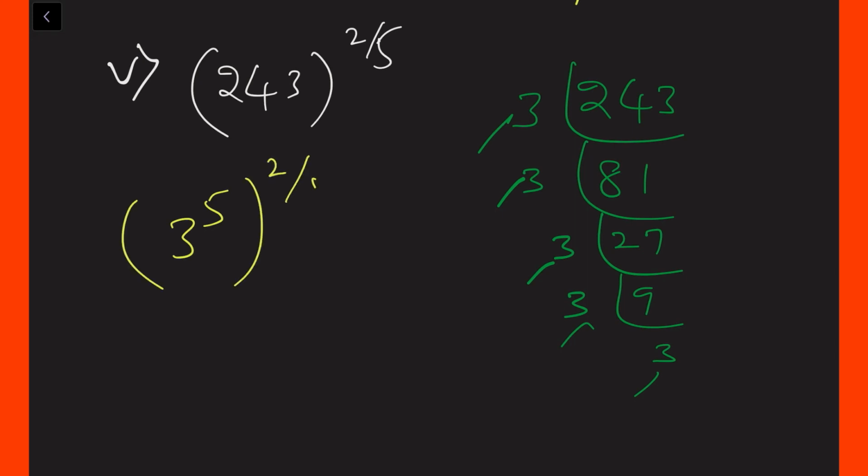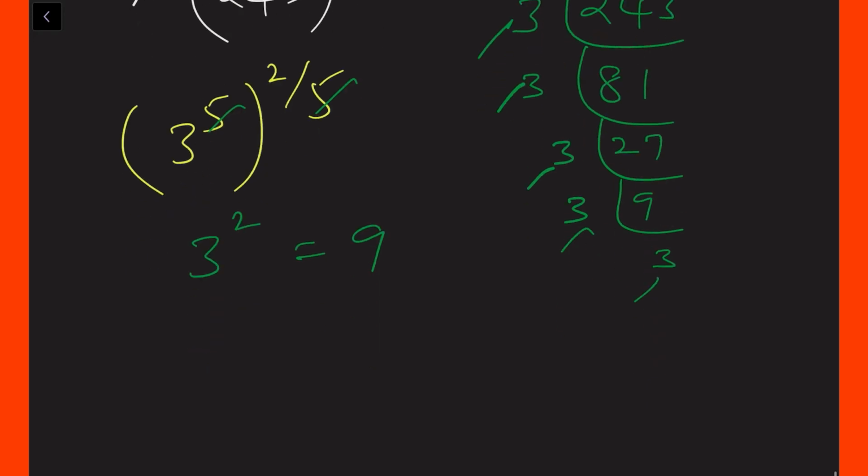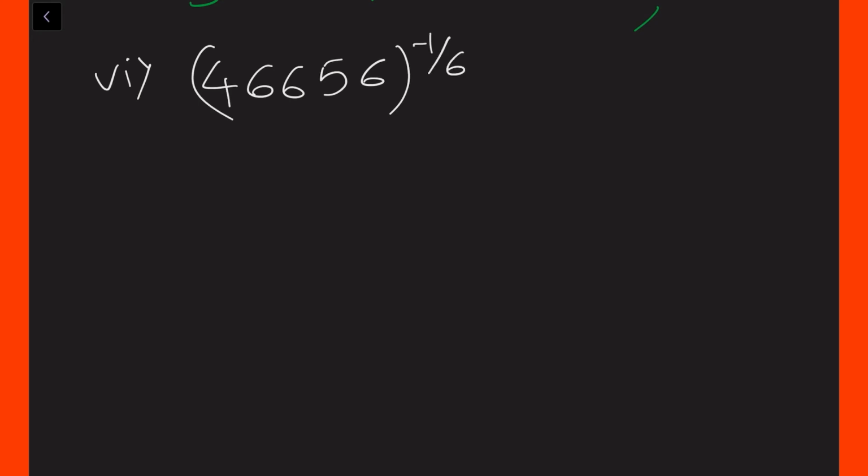whole power 2 by 5. Here 5 will get cancelled, so we remain with 3 power 2. 3 power 2 is nothing but 9. And next, the last question in this bit is 46656 whole power minus 1 by 6.